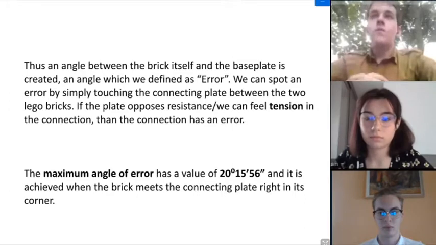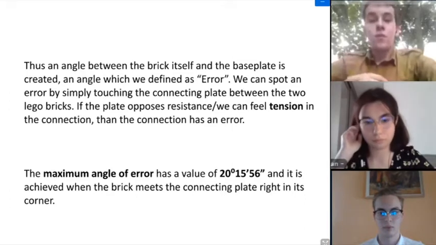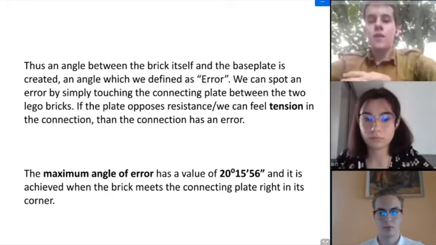Also, through experimenting and the use of trigonometry, we determined that the maximum angle of error has a value of 20 degrees, 15 minutes, and 56 seconds. This kind of error is only achieved when the brick meets the connecting plate right in its corner.